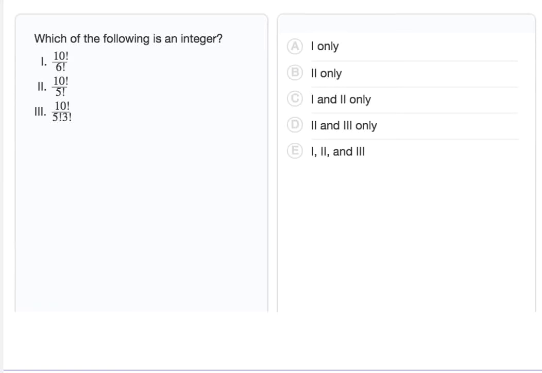For this problem, we're given three statements that involve factorials, and we want to know which of them is an integer. So before we look at the statements, let's first talk about what factorial means. You might remember that if n is an integer, then n factorial is equal to the product n times n minus 1 times n minus 2, and so on, all the way down to 2 times 1.